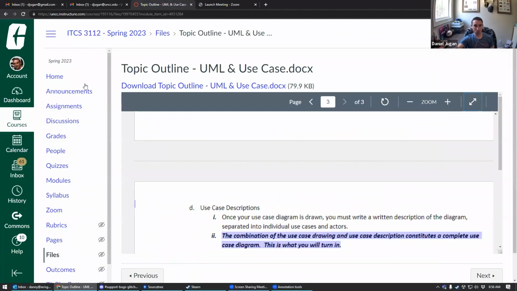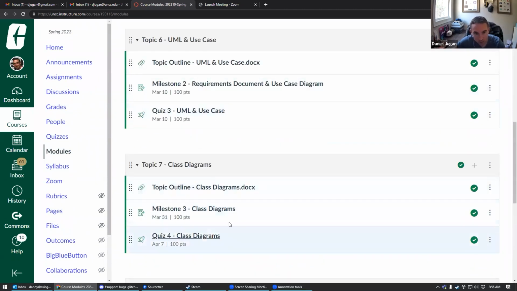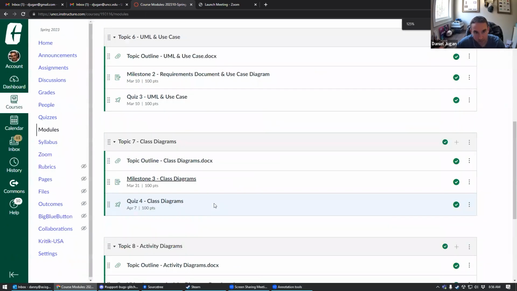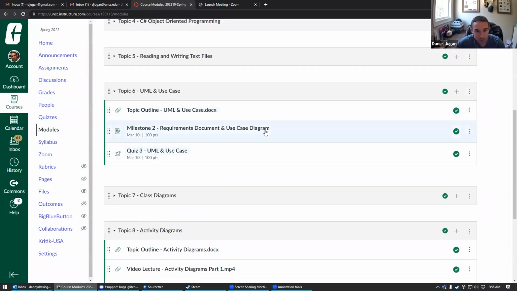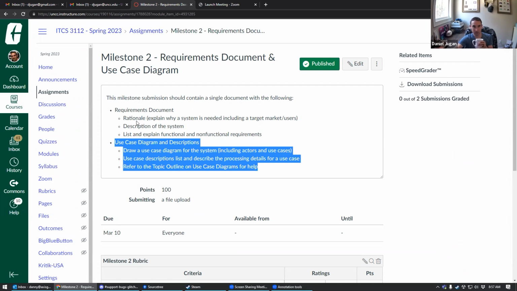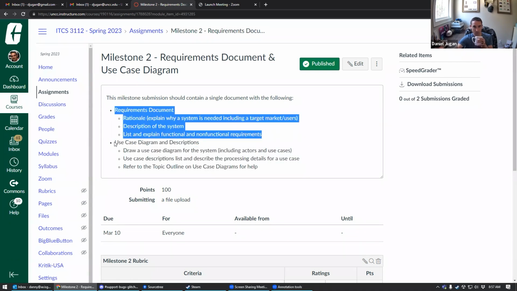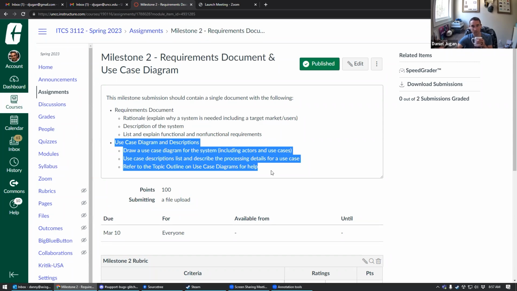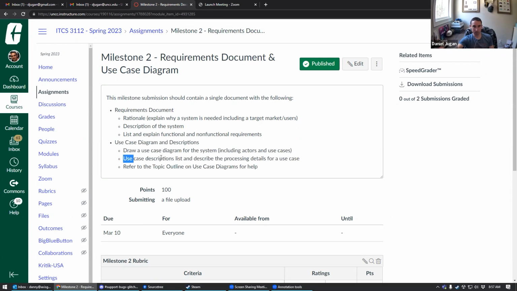So if we go back to modules, where you have milestone 3, this class diagram, I'm sorry, no, milestone 2, use case diagram. This is what you're going to turn in. You're going to turn in a requirements document and a use case diagram, two different things. We'll talk about the requirements document in just a little bit. The use case diagram and description, what we just described, is what you're going to turn in for that. It is a complete drawing showing the actors, the use cases, and the interactions, and it is the use case description, which lists and describes the drawing.